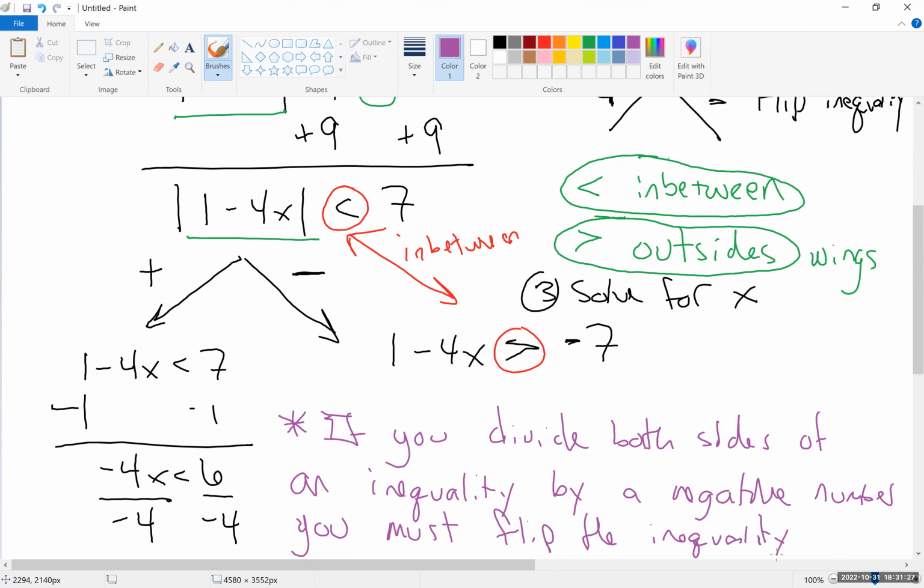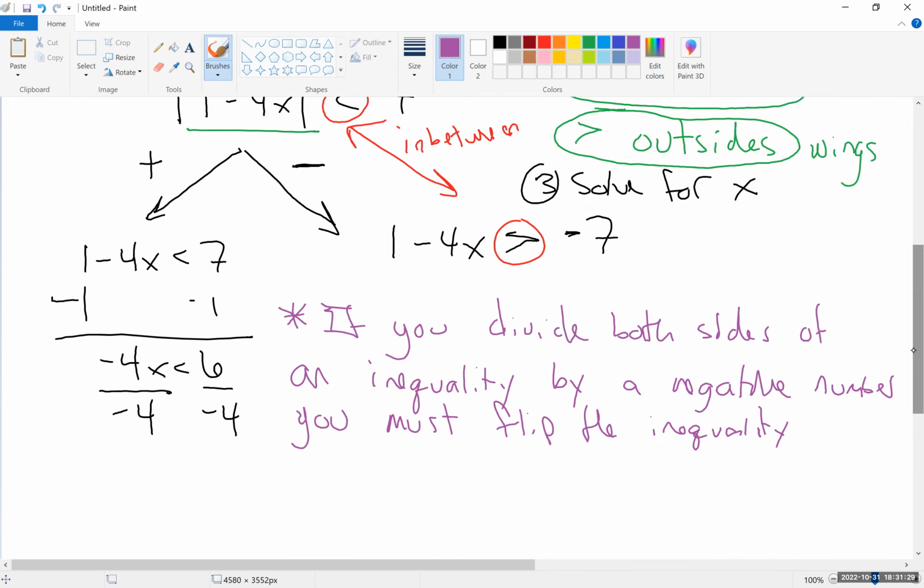All right. So we made a decision. We are dividing both sides of the inequality by negative 4. Why? To get rid of multiplication by negative 4, we divide by negative 4. That's why we're doing it. But we have to change the inequality sign. This is going to become x is greater than negative 6 over 4.